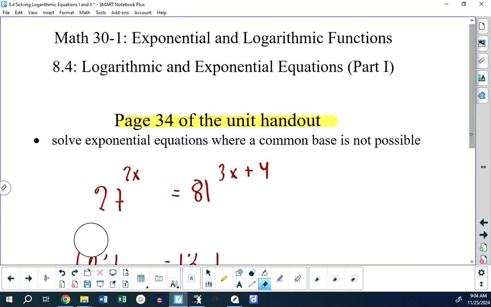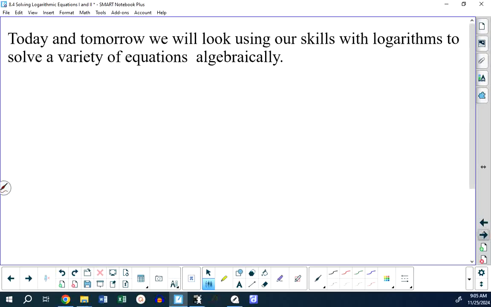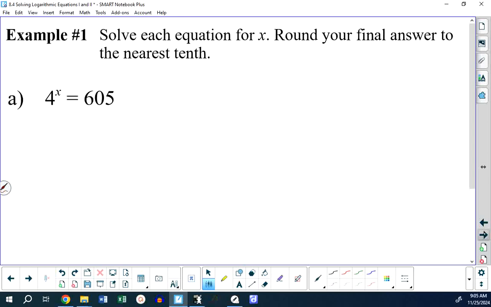However, what we're looking at doing today is solving equations like that, where you cannot write this as a common base. That's what we're talking about. So, over the next couple of lessons, we're going to be looking at using everything that we've learned about logarithms and everything we've previously learned about exponents to solve a number of different equations, and the types of equations we're looking at today look like this.